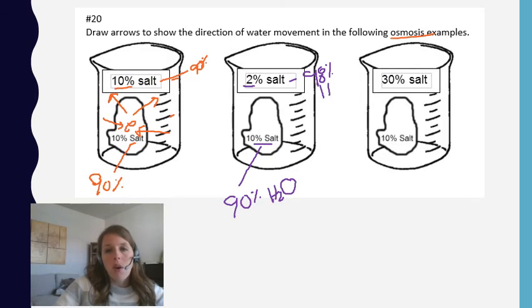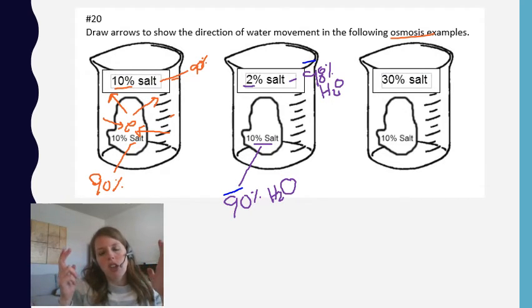I want you guys to look here and see which is bigger. Is 98 or 90 bigger? Well, I hope you all know that 98 is bigger than 90. So water always moves from where it has a higher concentration to where it has a lower concentration.